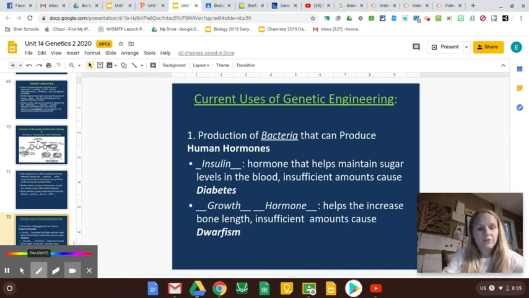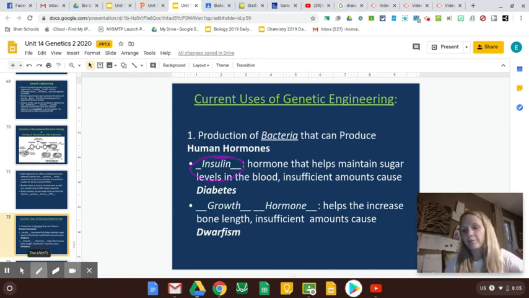So as I said, we've used this technique to have bacteria make insulin for us. We've also used it to make human growth hormone, HGH. That is the hormone that athletes illegally use to enhance their performance. They're literally using human growth hormone to make themselves bigger. But it's also used to help people who don't grow enough. We inject them with human growth hormone.